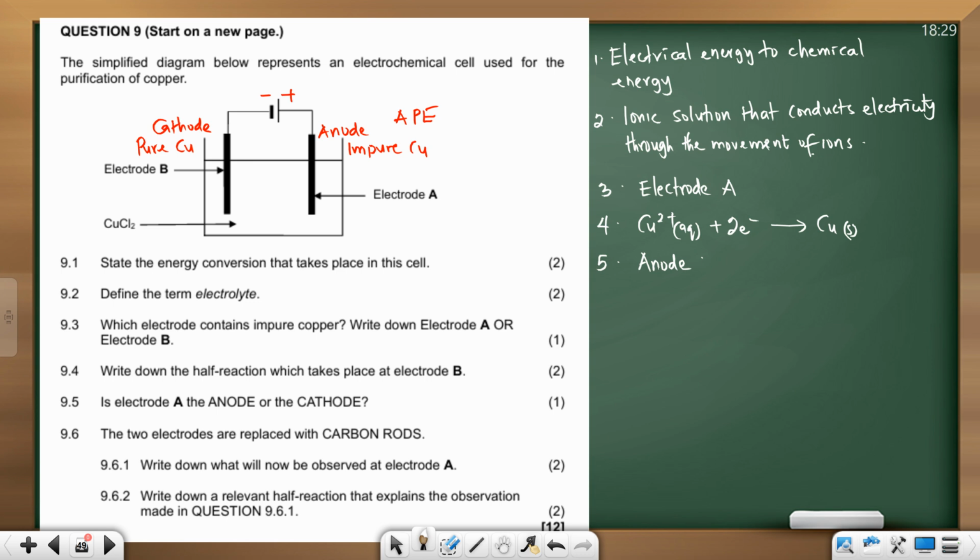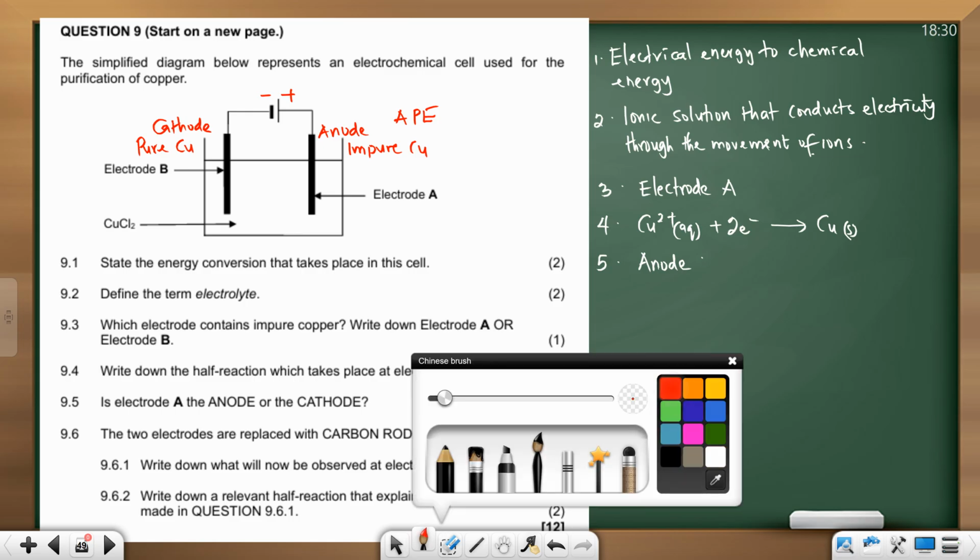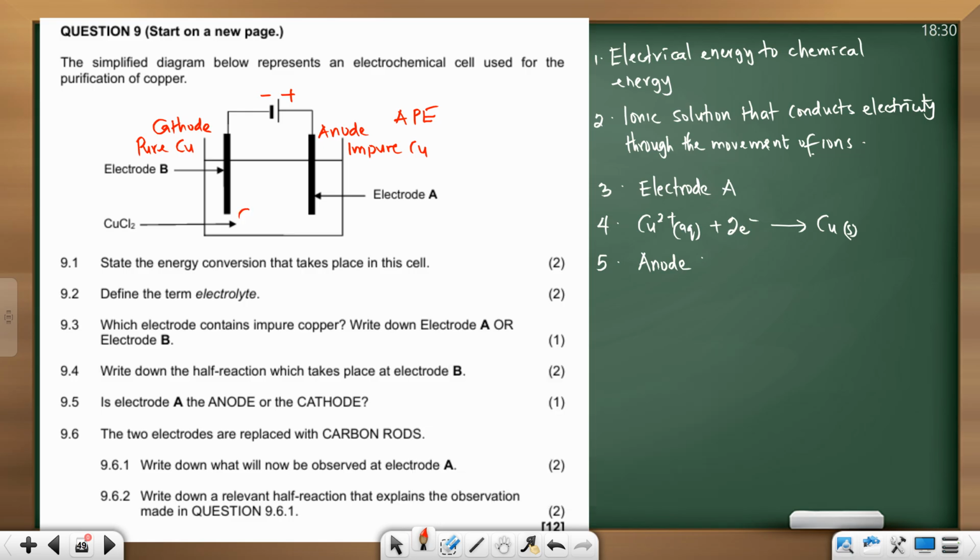The 2 electrodes are replaced with carbon rods. We're going back to the first one that we looked at. Write down what will now be observed at A. Quickly, you know that at A now what do you have? You have Cu2 plus and you have what? Cl minus. The Cl minus would move towards A. And what happens? Oxidation, which means a gas will be formed. They said write down what will now be observed.